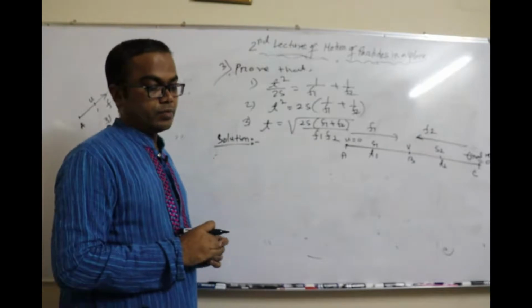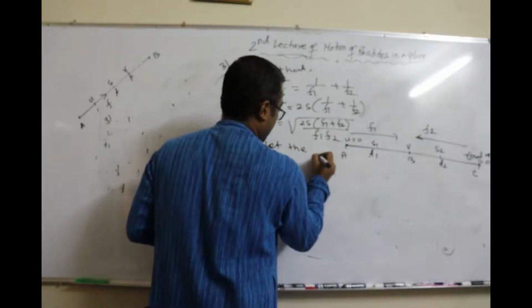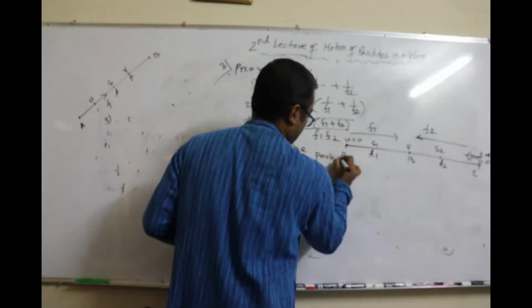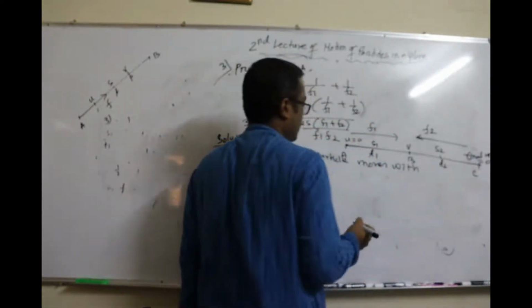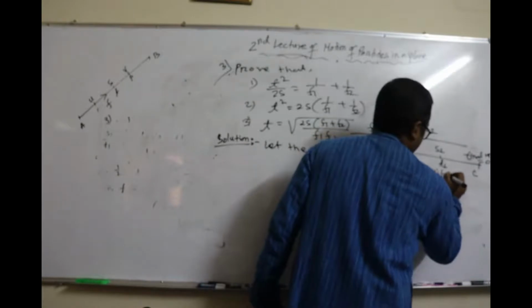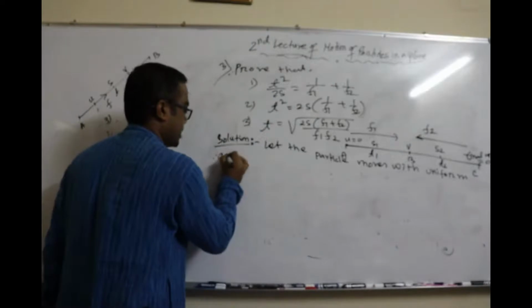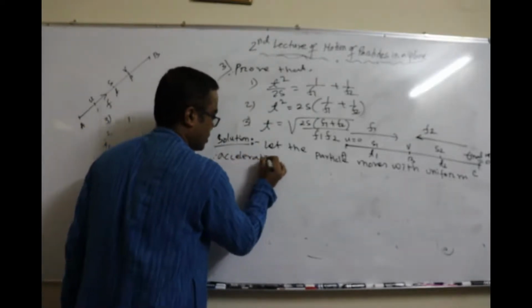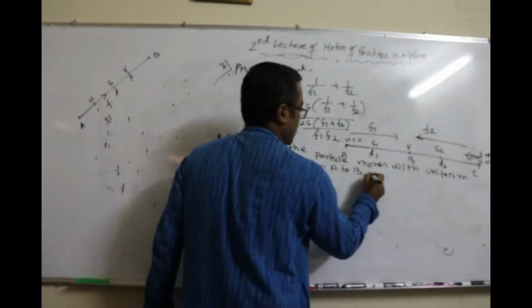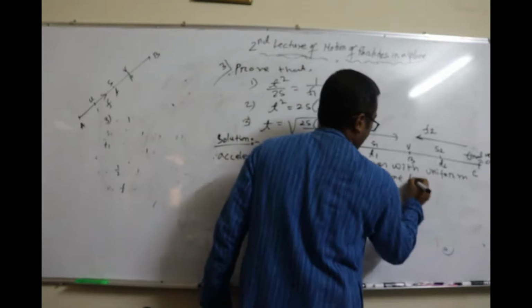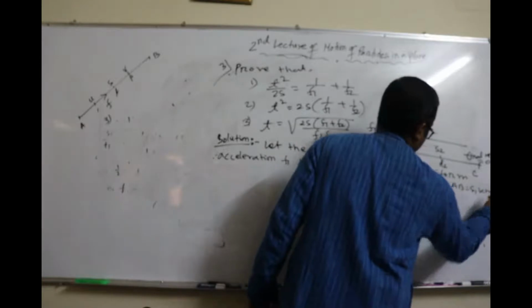In time T1, let the particle move with uniform acceleration F1 from A to B in time T1, where AB equals S1 kilometer.